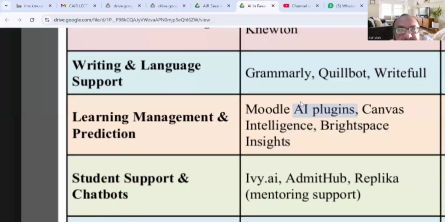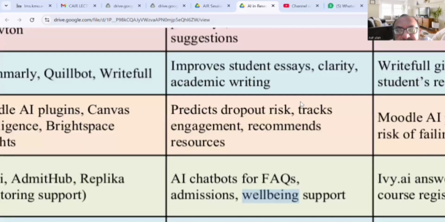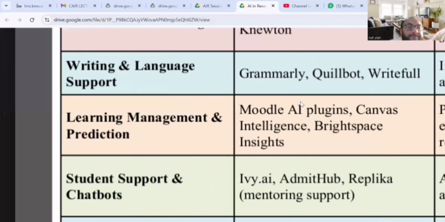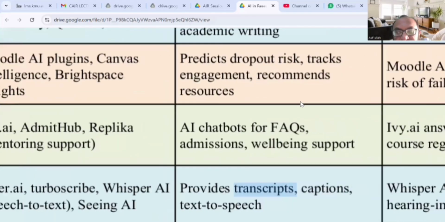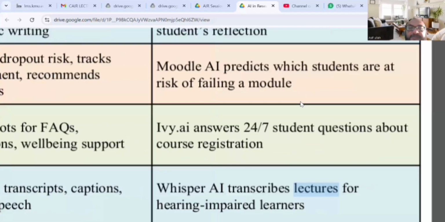Learning management and prediction: Moodle AI plugins, Canvas Intelligence, Brightspace Insights predict dropout risk, track engagement, and recommend resources. Moodle AI predicts which students are at risk of failing a module. Student support and chatbots: Ivy.ai, AdmitHub, Replika for mentoring support. AI chatbots handle frequently asked questions, admissions, and well-being support. An example is Ivy.ai answering 24/7 student questions about course registration.